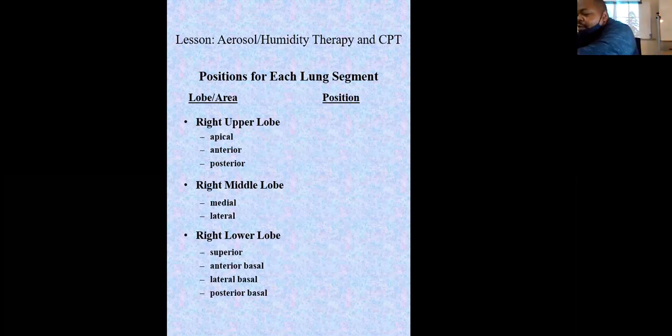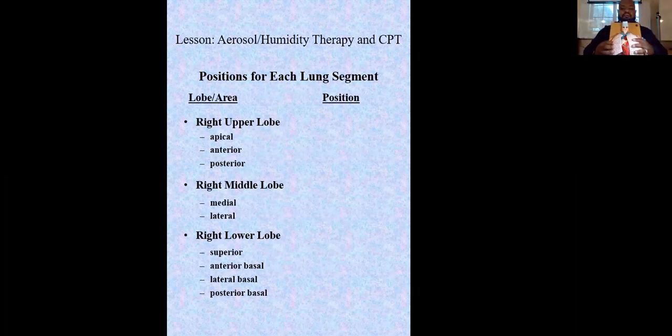So the three segments in the right upper lobe are, which is the right, this is the left, my left, and the patient's right. Don't forget that, not your left and right. So the right upper lobe, that's up in here, right? Right upper lobe is apical, right, which will be at the top, anterior toward the front, and posterior back here toward the back of the right upper lobe. Then you have the right middle lobe, right? The right middle lobe would be right around in here, okay? You have the medial, which is toward the middle, and the lateral, which is toward the side, right?